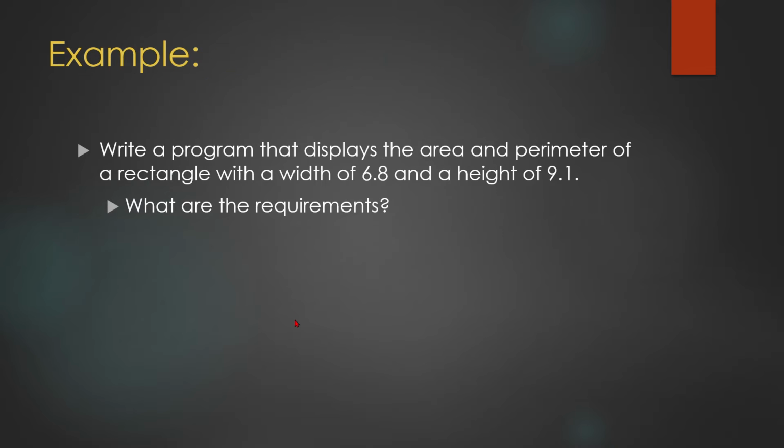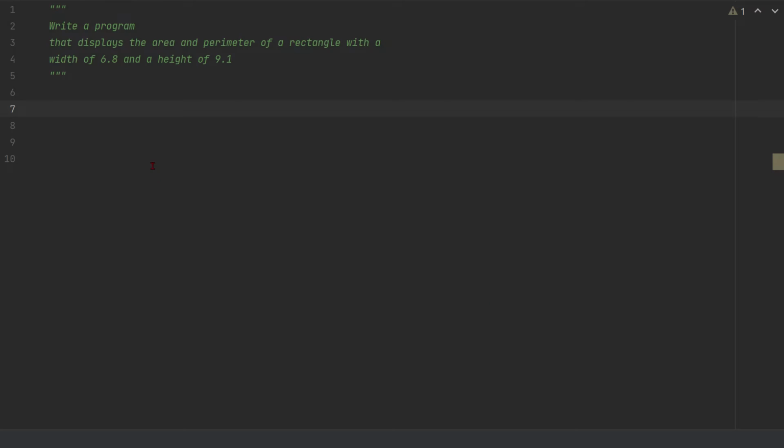All right, say we are given this example here. Write a program that displays the area and perimeter of a rectangle with a width of 6.8 and a height of 9.1. So what are the requirements here? All right, so I went ahead and pulled this example over into PyCharm just to be able to document and write down the requirements.